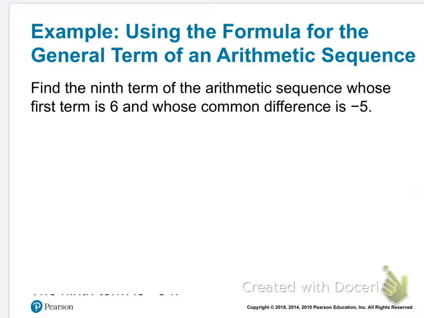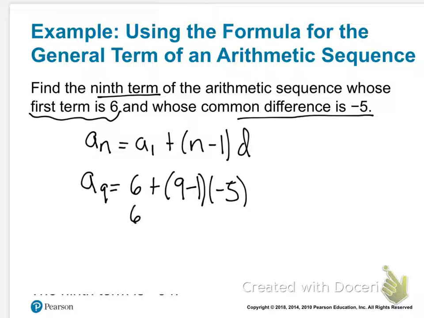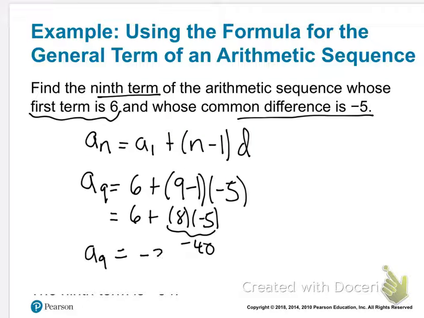So here we go. Find the 9th term of an arithmetic sequence whose first term is 6 and the difference is negative 5. So I have to write that formula back out. A sub n equals a sub 1 plus n minus 1 times our difference. So a sub 9 is what I'm interested in. So a sub 1 is 6 plus, plug in your 9 for that n, minus 1 times my difference of negative 5. So I end up with 6 plus 8 times negative 5, which we know is negative 40. So a sub 9 is going to be negative 34.